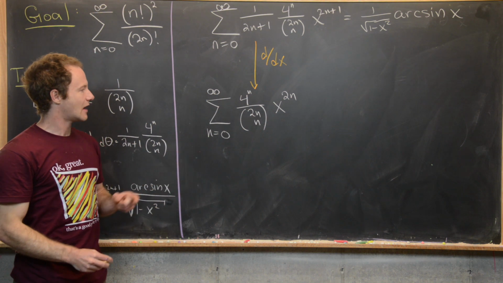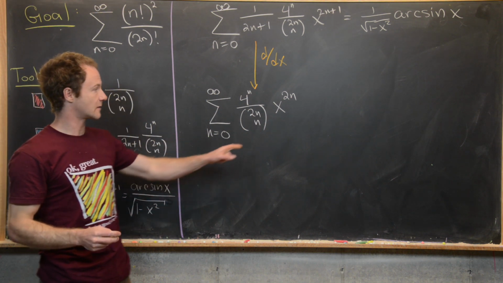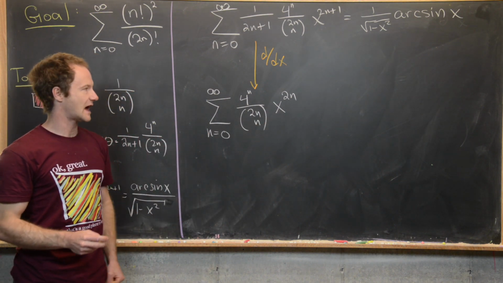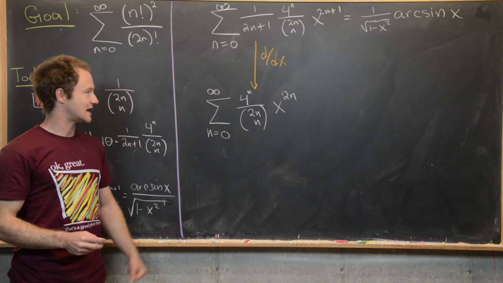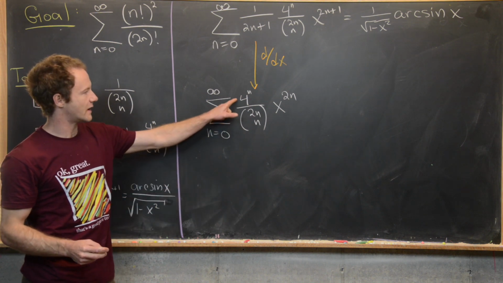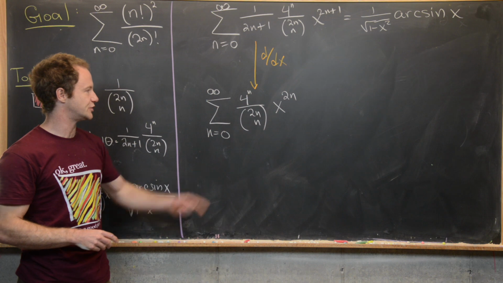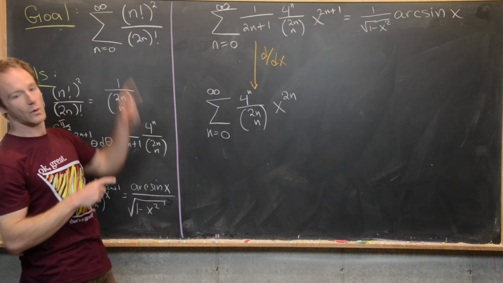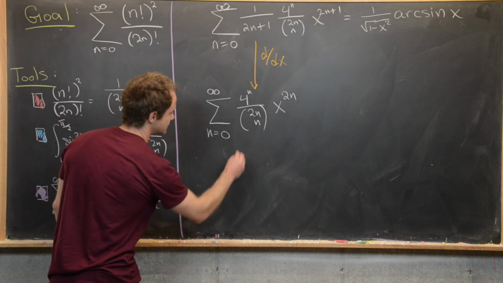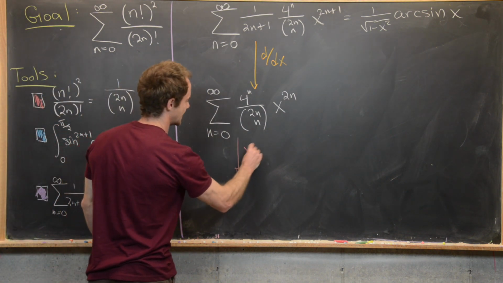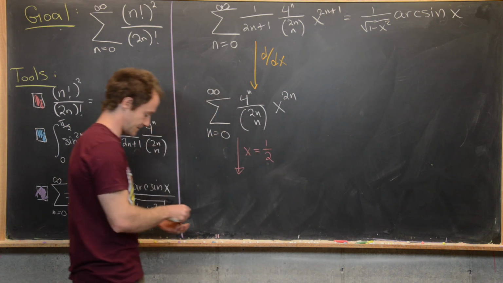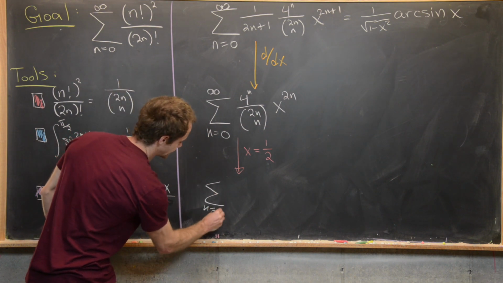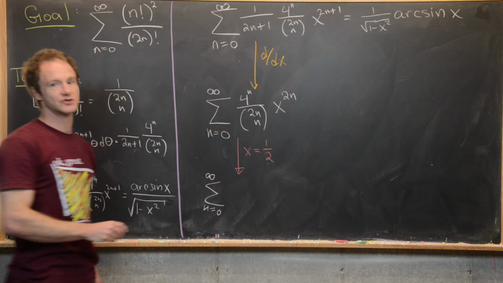Great. But now it's pretty clear what we need to do from here. If we evaluate this at x equals 1/2, that will be 1/2 to the 2n, which is the same thing as 1/4 to the n. That's going to cancel this 4 to the n out, and we're going to get exactly the reciprocal of our central binomial coefficient, which is what we want. So let's go ahead and do that. Here I'm setting x equal to 1/2, and that is going to give me this sum as n goes from 0 to infinity of 1 over the central binomial coefficient.